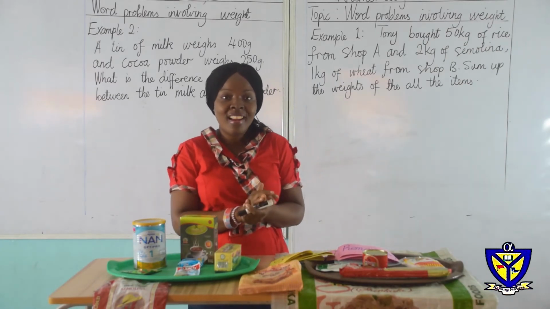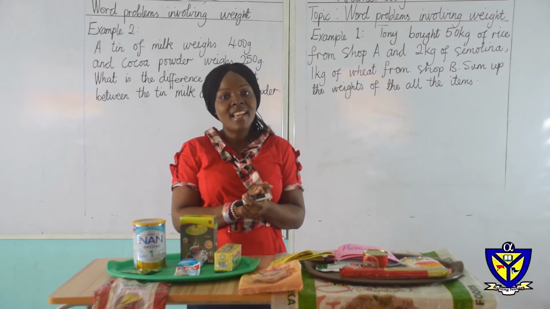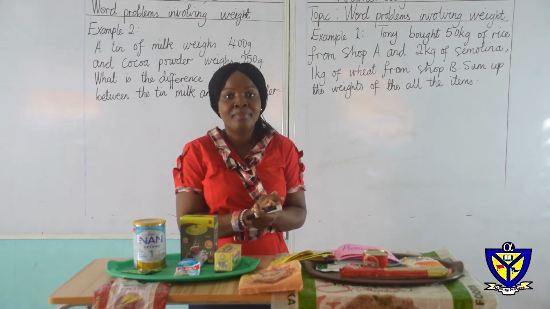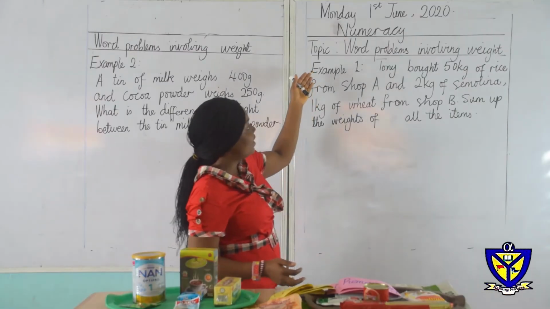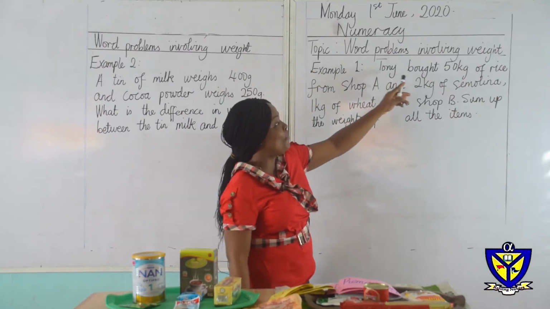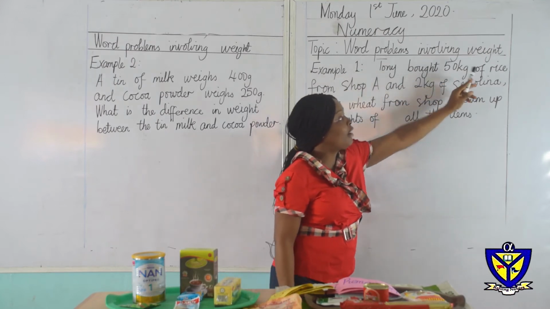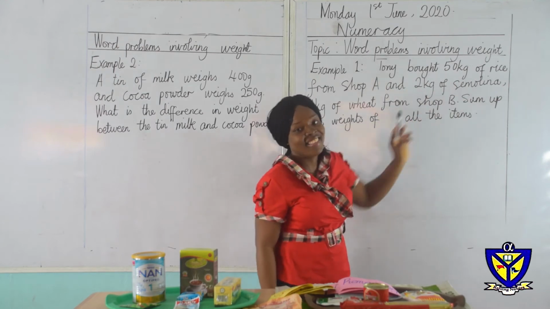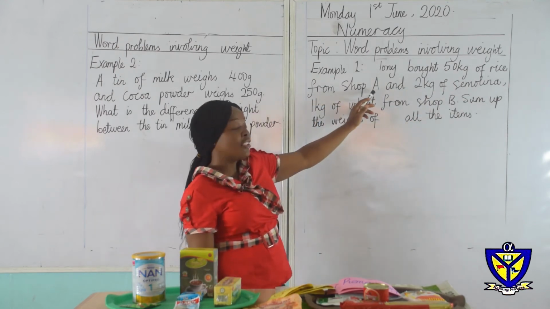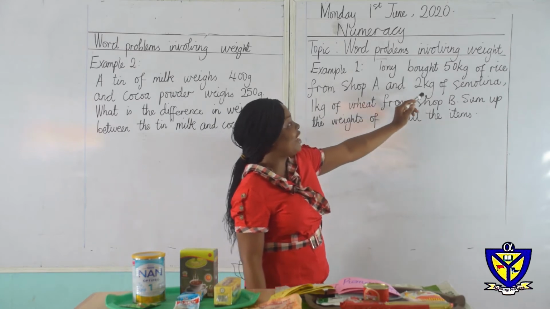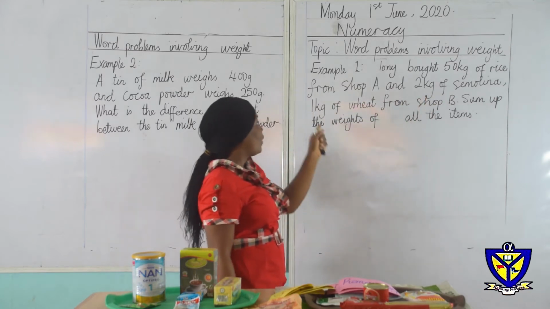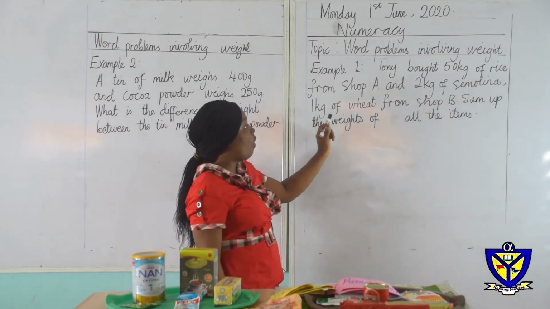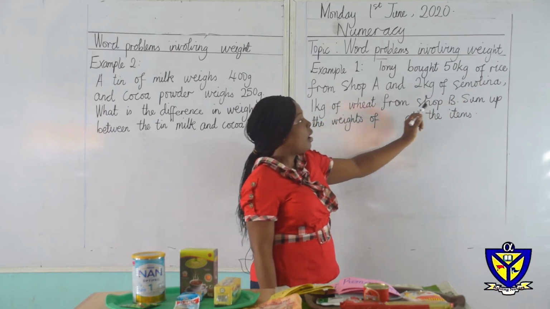Now we are going to go to the board and solve some examples together. Example 1 says: Tony bought 50 kg of rice from shop A, and 2 kg of semolina, and 1 kg of wheat from shop B.